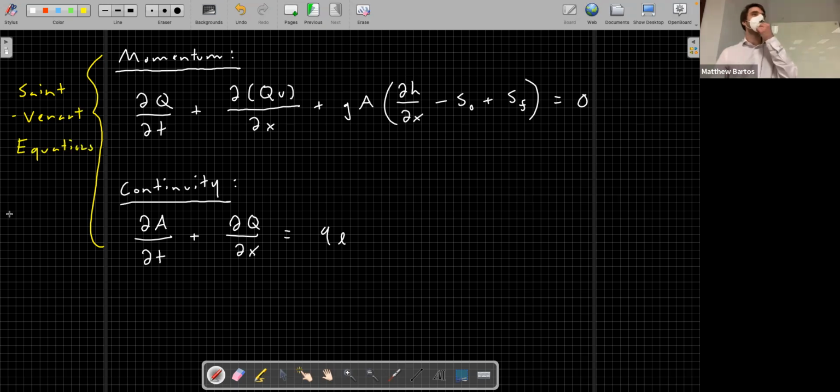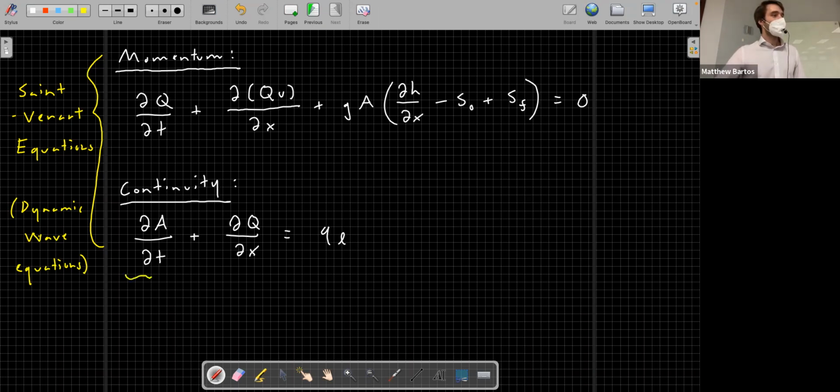Okay, so this is the most general form of the equations describing open channel flow. These will always apply no matter what situation you're looking at. Another name for these that's sometimes used is the dynamic wave equations. And let me go back and describe what each of these components is.